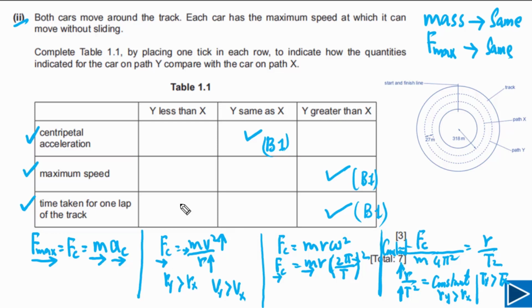That's all for this question. I hope it is clear to you. Simply you need to understand how to rearrange the centripetal force equation to answer these questions.